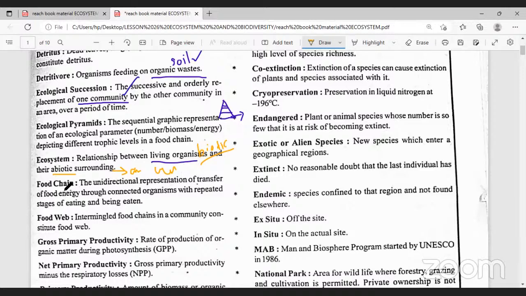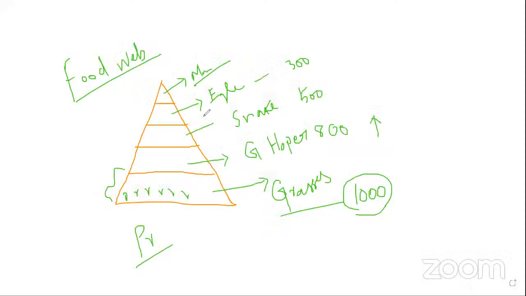Next one is the food chain. Already we discussed. A food chain is nothing but a unidirectional representation of the transfer of food energy through connected organisms with the repeated stages of eating and being eaten. It is the unidirectional representation of the energy transformation from one organism to another. Just note it down. We will take a new example so that it will be better for your understanding.